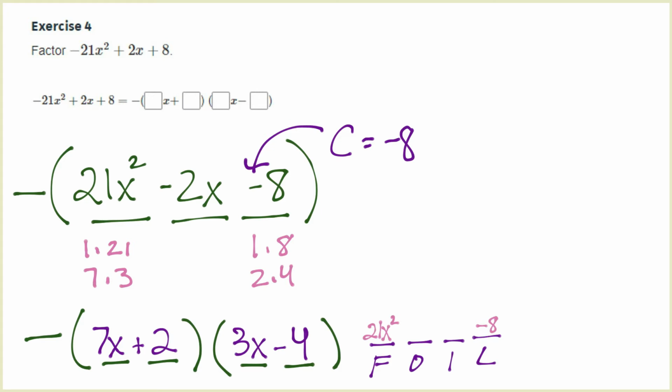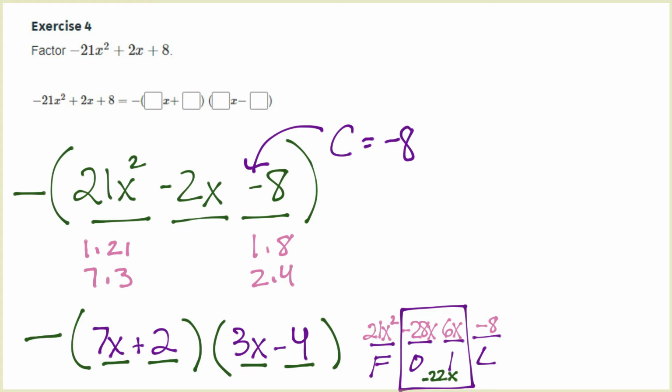So the part we're really checking is the outers and the inners. So the outer terms are 7x and negative 4. That makes negative 28x. Our inner terms are 2 and 3x. That makes 6x. So when we put our outer terms and inner terms together, we're going to have negative 22x.